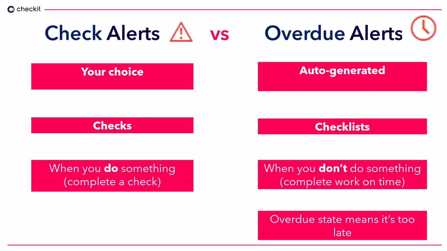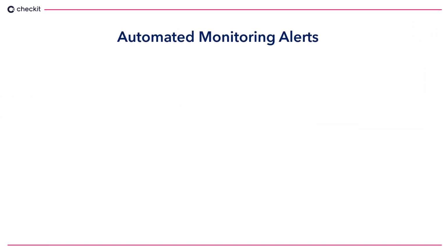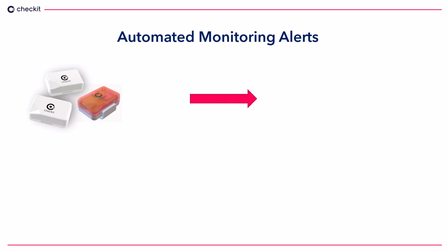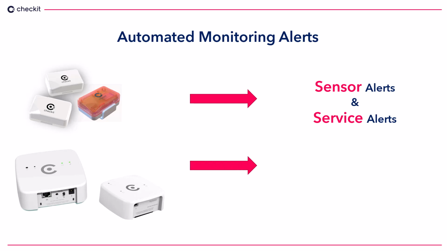Next up is the alerts that are generated from automated monitoring. Automated monitoring can generate sensor and service alerts. The sensors can generate both sensor and service alerts. Repeaters and hubs can generate service alerts. Sensor alerts are represented by the radio signal icon, and service alerts are represented by the traffic cone.